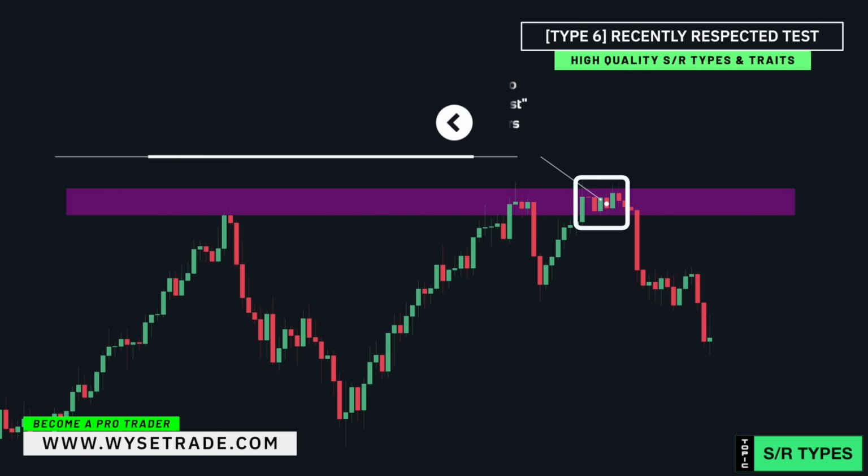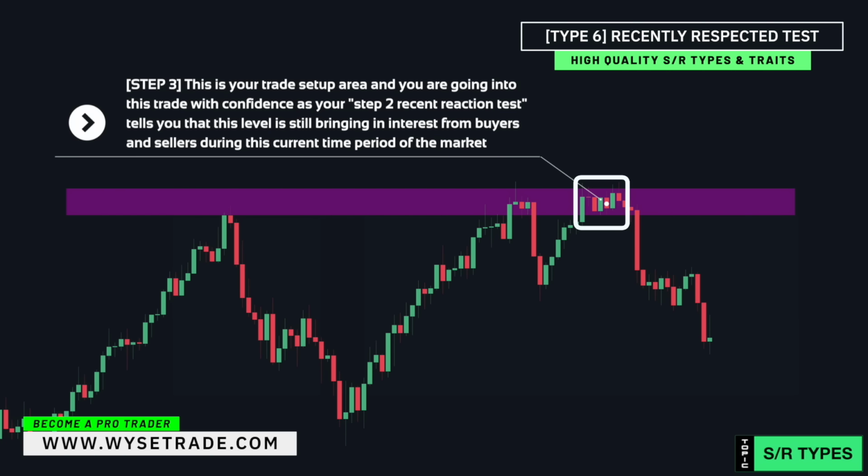Step 3 is your trade setup area, and you go into this trade with confidence, as your Step 2 recent reaction tells you that this level is still bringing in interest from buyers and sellers during this current time period of the market.